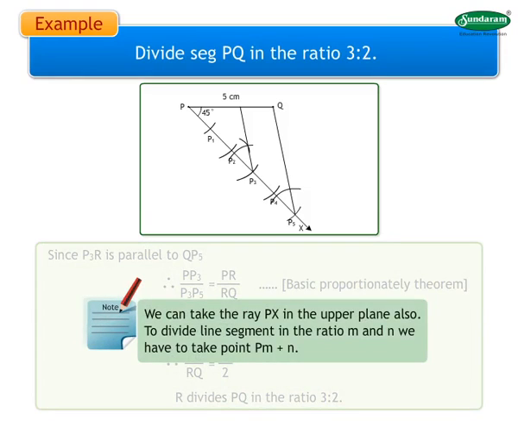Note, we can take the ray PX in the upper plane also. To divide a line segment in the ratio M:N, we have to take M plus N points on PX.